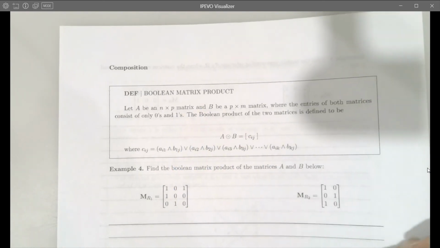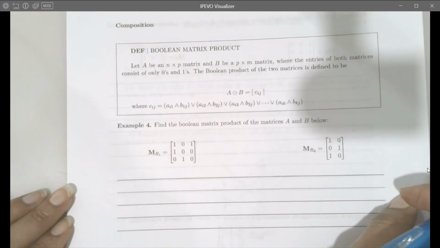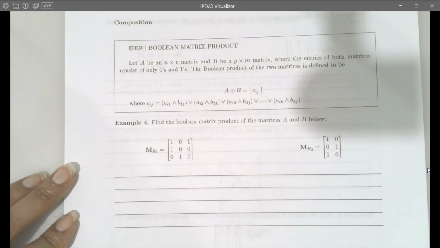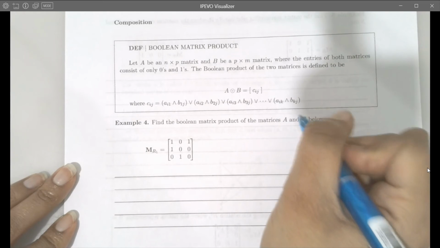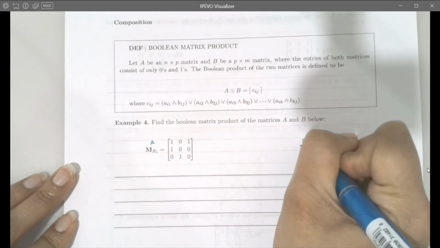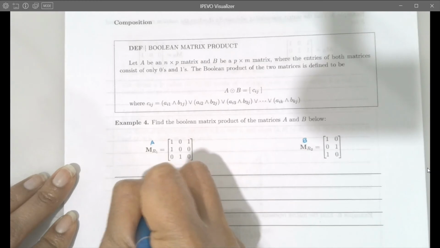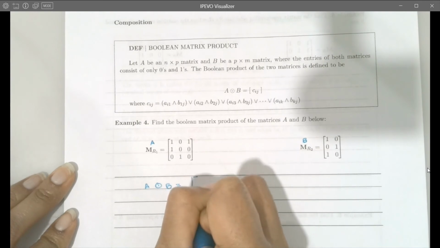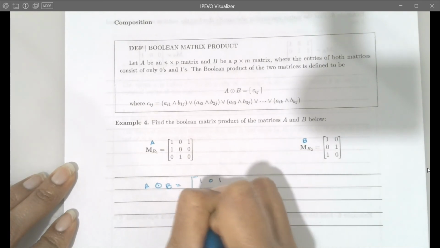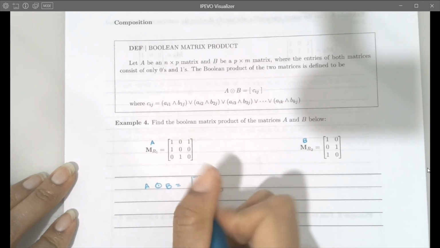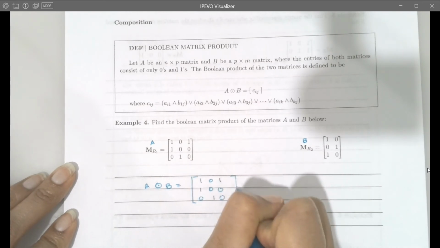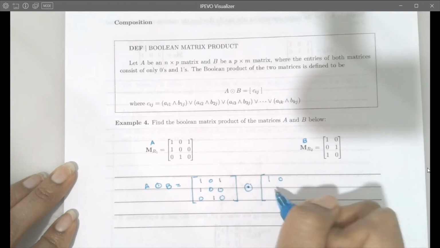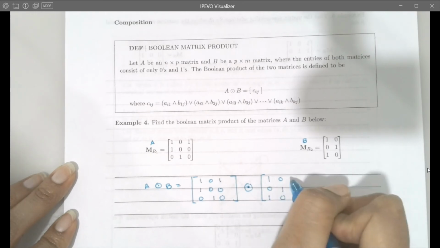So let's take a look at how that works. The subscripts can get a little obscure. So we're going to find the Boolean matrix product of the matrices. Technically this should be A and B. This is just a typo. So we can call this A, and this is B below. So A Boolean matrix product. Let me just rewrite the matrices. We have 1, 0, 1, 1, 0, 0, 0, 1, 0, product with 1, 0, 0, 1, 1, 0.